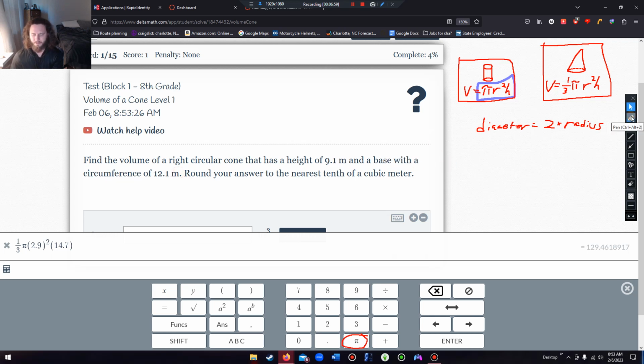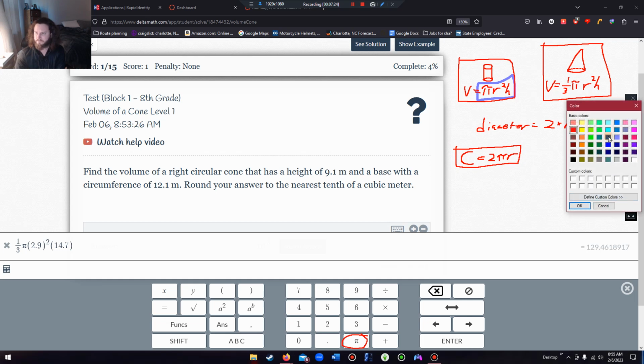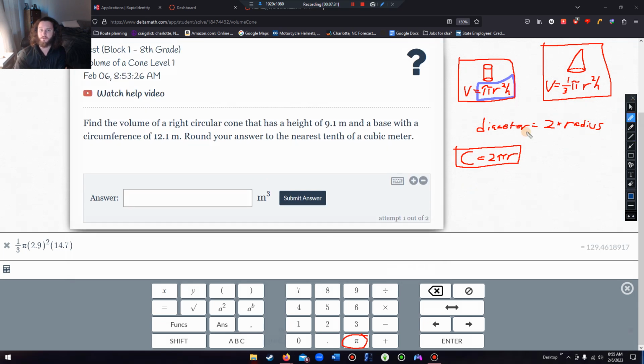Now, when that happens, when you are given the circumference, you have to use the circumference in order to find the radius. So circumference is equal to 2 times pi times the radius. You would actually have to solve that to find the radius first. So let's go ahead and see how that would actually look in a problem like this. It tells us the circumference is 12.1.